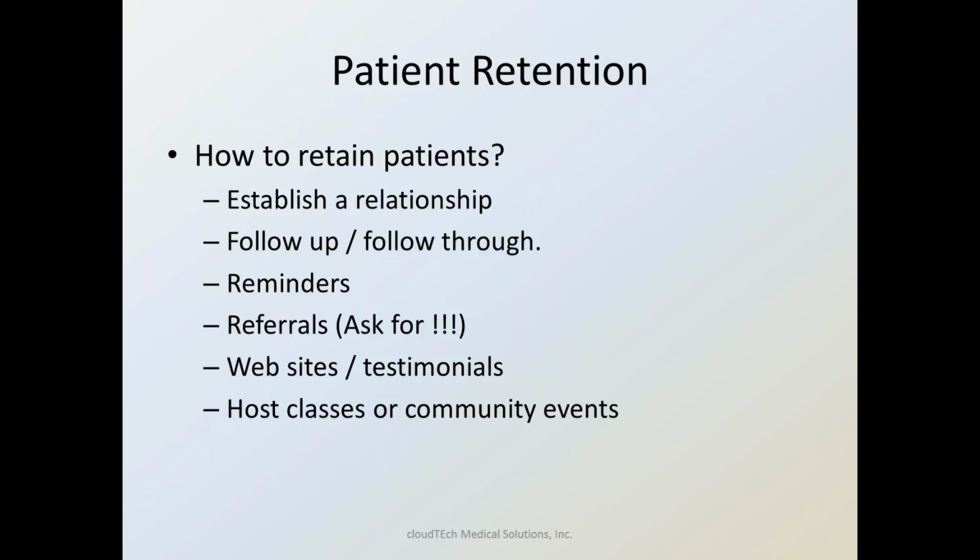And it's always good for the practice to either host classes or be involved in community events. Again, the visibility becomes a good thing, so that when they're scrolling through that list in Google and they see the name and say, oh, I saw them at a recent event, it makes them consider that practice versus someone else. These are all things that can help to set you apart from other practices when someone's looking for a practice.